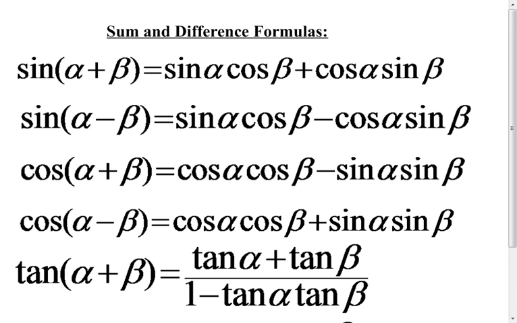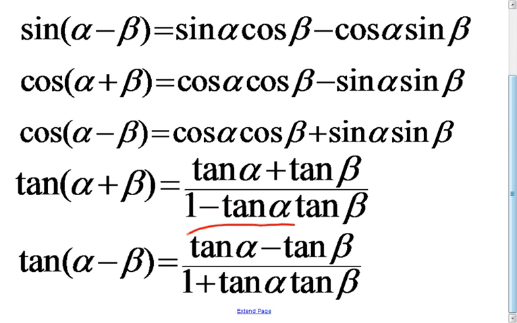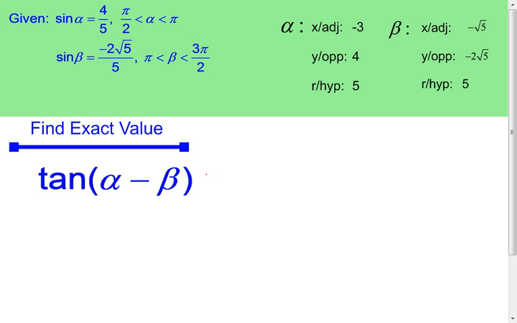Again, you're not going to distribute. Okay, can't do that, but you are going to use this handy dandy little formula right here. Tangent at alpha minus tangent at beta over 1 plus tangent at alpha times tangent at beta. So I'm going to just write this out.